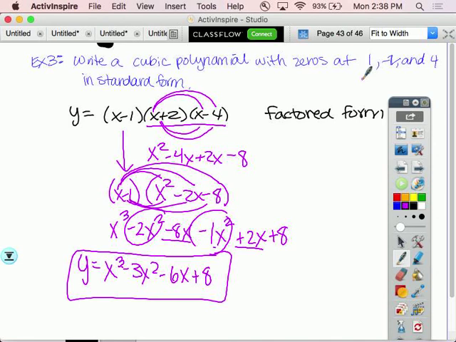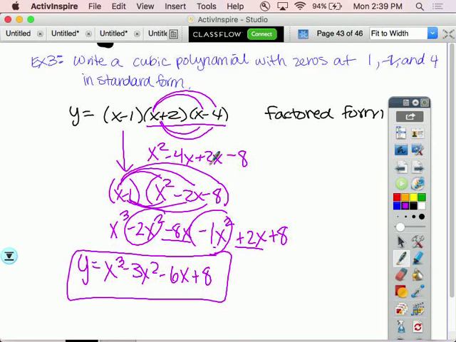We're going to start out by multiplying 2 at a time, because we know how to do that. We FOIL, and we get x squared minus 2x minus 8. We just bring down that x minus 1, and we distribute it one piece at a time. We distribute the x to all 3, and then we distribute the negative 1 to all 3 and combine like terms.